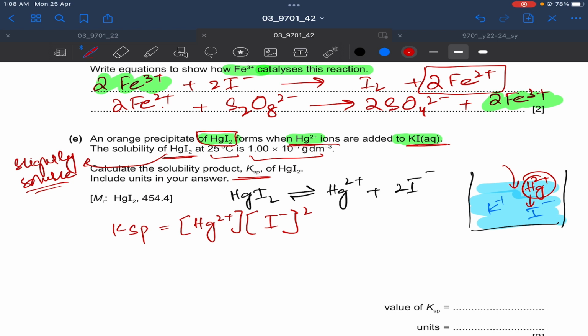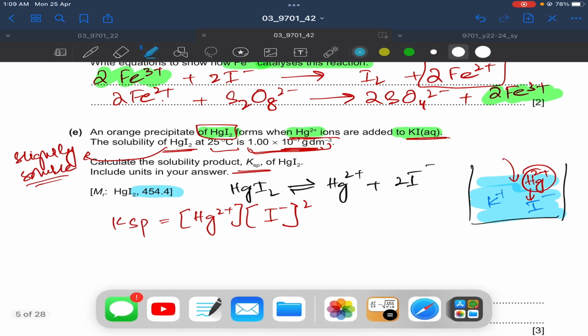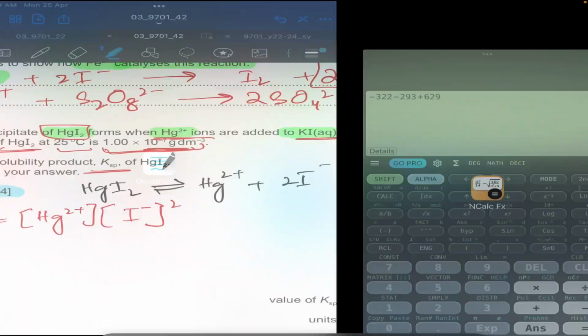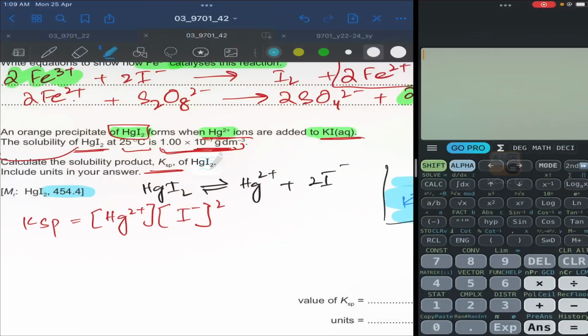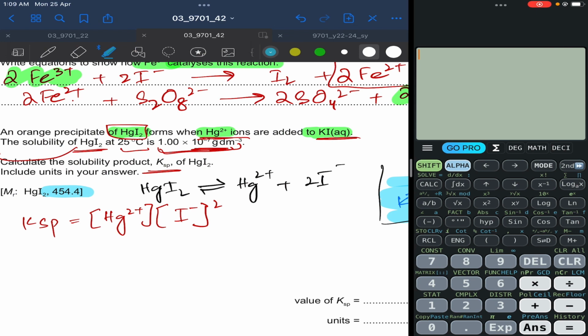They have given us the solubility of mercuric iodide in grams per dm cube, but in KSP we need it in moles per dm cube. So let's first convert it into moles per dm cube, and for that they have given us the MR of mercuric iodide, which is 454.4. So the concentration in moles per dm cube of mercuric iodide would be 1 divided by 454.4.